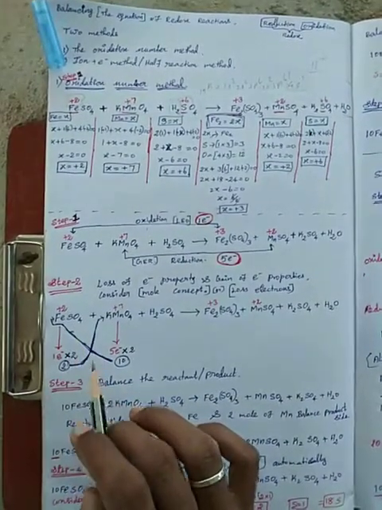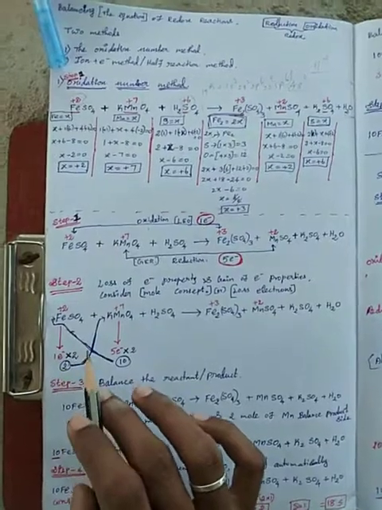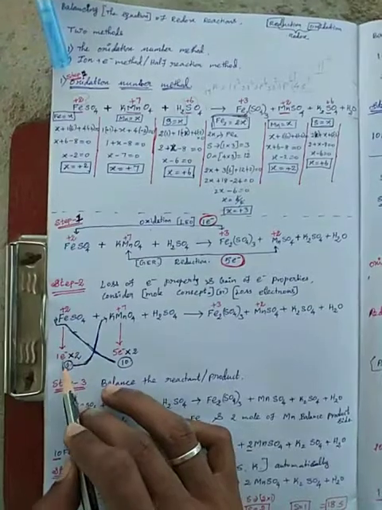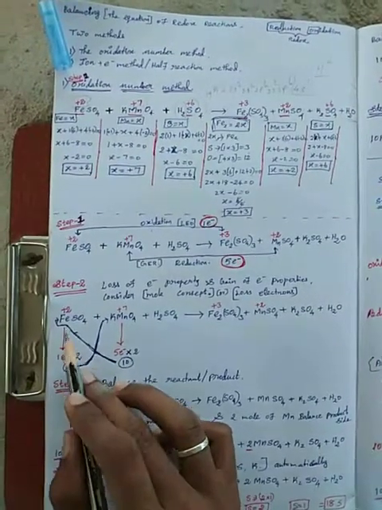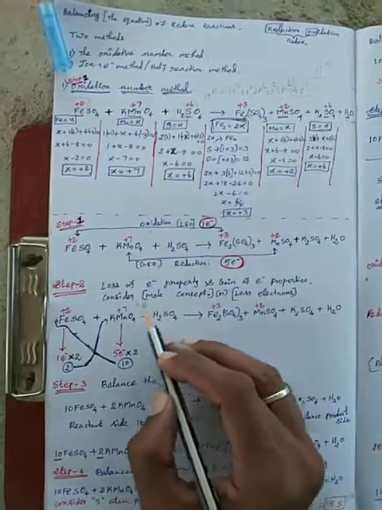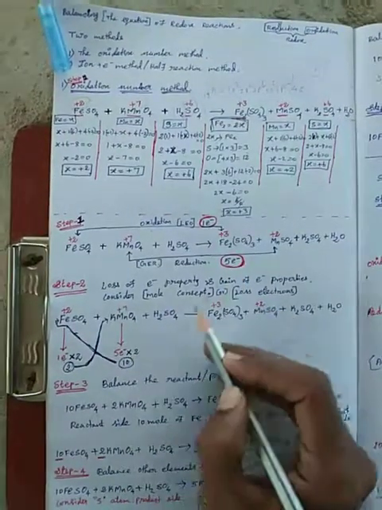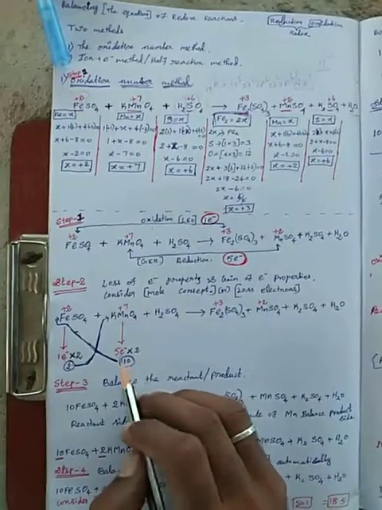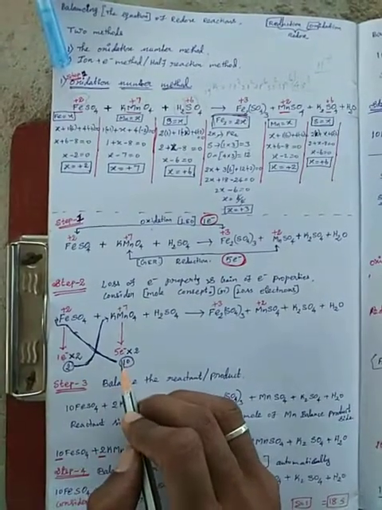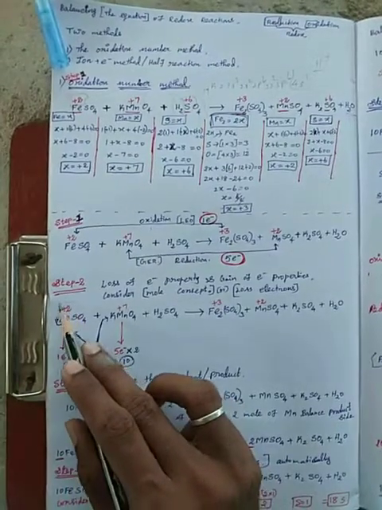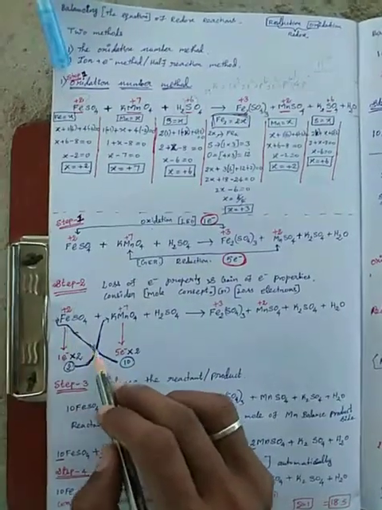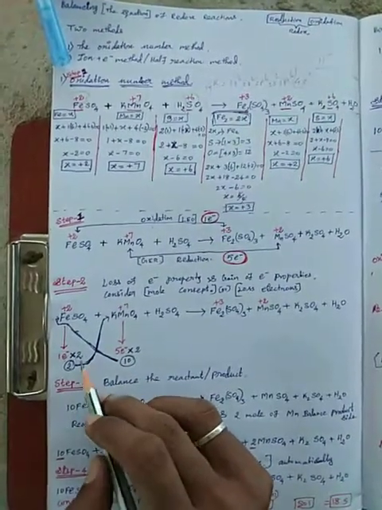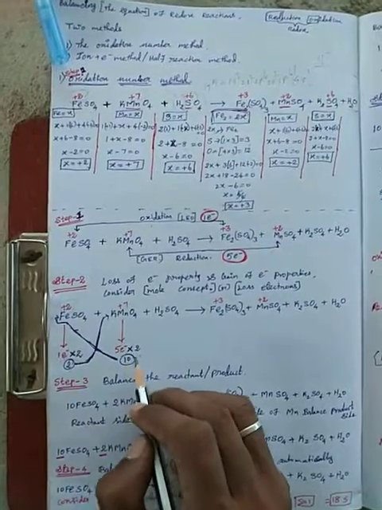How many electrons are involved? For iron, 1 electron is involved. Here, near the ion, 1 electron. Manganese is the reduction process, 5 electrons. So 1 and 5. First of all, step 2: equate the reactions. How many electrons are involved for 2? So multiply with 2. 1 into 2 is 2, 5 into 2 is 10.